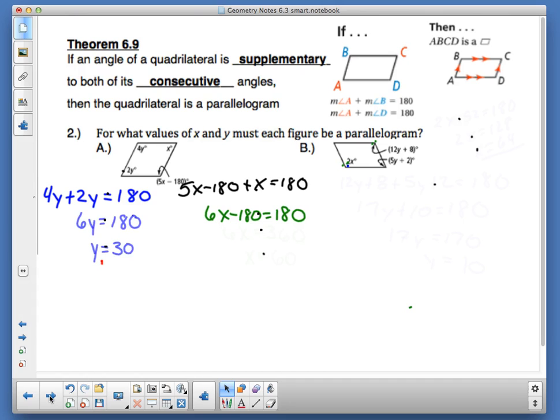Uh, 6y, y is 30. Now, at this point, I'm already surmising that x is 60. Because I know properties of parallelograms, and if y is 30, 2 times 30 is 60. X better be 60. I better be coming up with a 60 here. Oh, and I am. Phew. Good. I'm right. Yes. Okay. Little fist pump. End zone dance party.